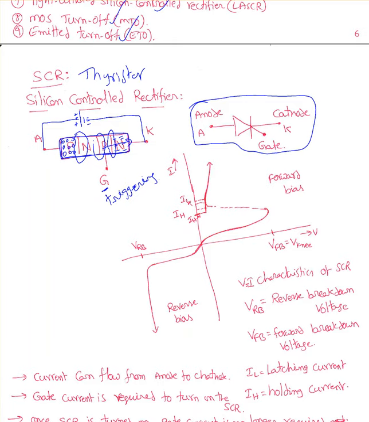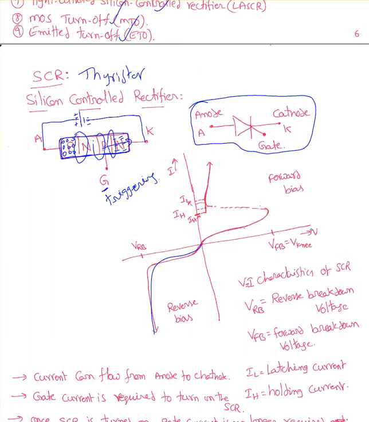Now the VI characteristics are going to be like this. If you look at the diode, it is going to be something like this, almost the same in the reverse biased region, but in the forward biased region it's a little bit different for the SCR. I'll tell you how and why. Before going there, I want to talk about the terminology I used here.